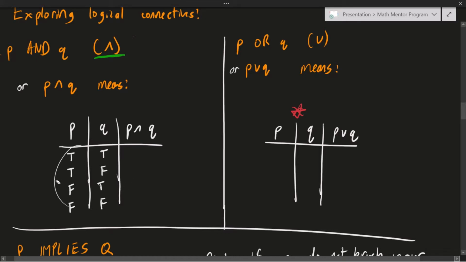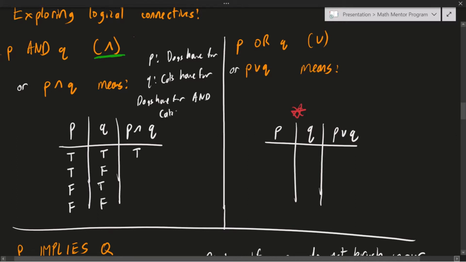What P and Q tests is whether both P and Q are true. If that's the case, then the statement P and Q is also true. So to be a little bit less abstract, let's suppose that P is "dogs have fur," and ignoring the little semantics and details for now, we will also assume that both of these things are true. Then the statement that dogs have fur and cats have fur is obviously true, assuming both of these things individually are true.